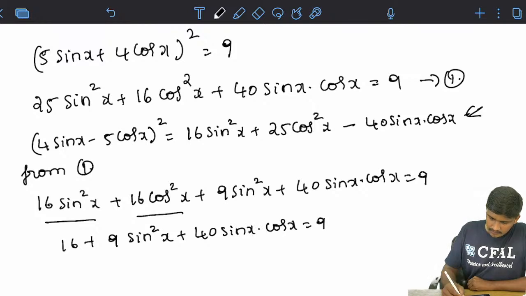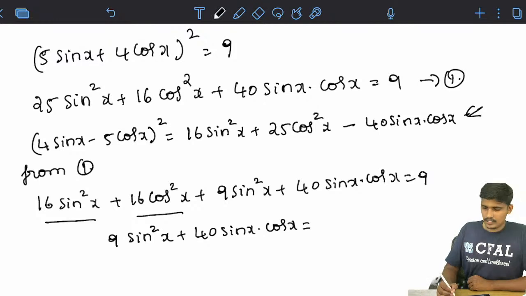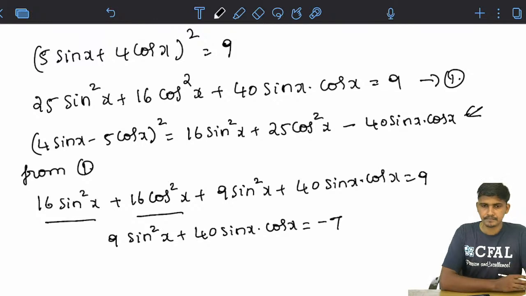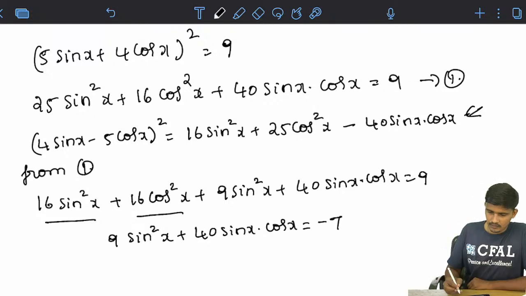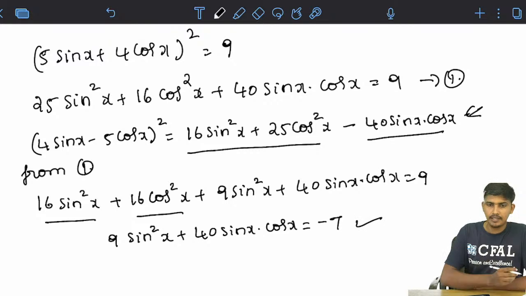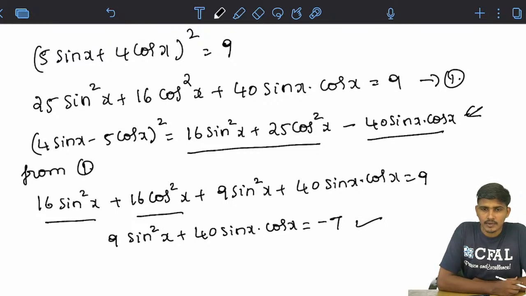So if I bring the 16 to the other side, I am getting the value of this expression as 9 minus 16, that is equal to minus 7. Is that okay? So 9 sin square x plus 40 into sin x into cos x will be equal to minus 7. Now what I am going to do is reduce this equation into the same form as the other one. Let's see what I get.